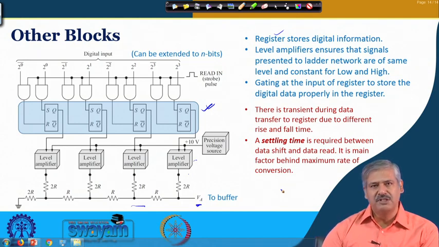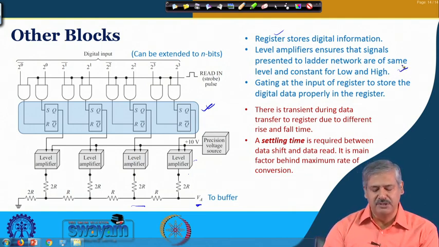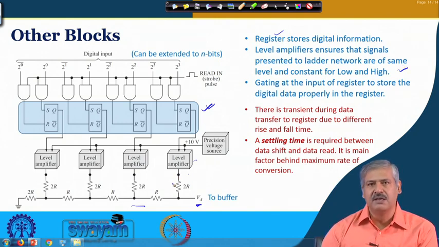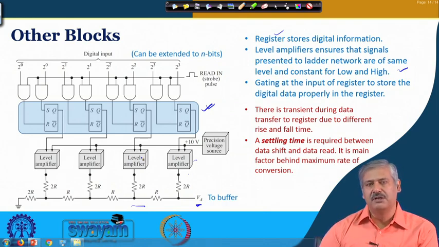Is it okay? This is required for proper conversion, so that the voltages do not change when the DAC conversion is taking place, to maintain the integrity. This is the job of the level amplifier: the signals presented to the ladder network are of the same level and constant for low and high. It should not be that one is say 9.8 volt and another is 10.1 volt. Small variations in the circuit are not acceptable, so this needs to be ensured.